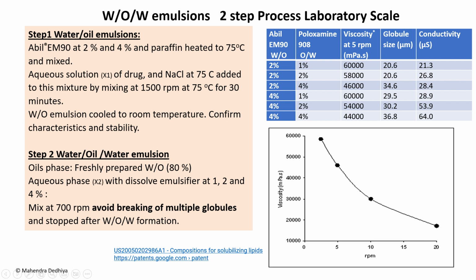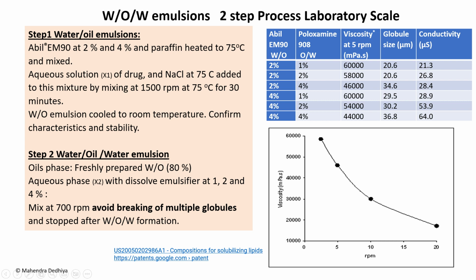The aqueous phase of the inner emulsion is made by mixing water, drug, and sodium chloride at 75 degrees. And this aqueous phase is added into the oil phase to generate a water and oil emulsion. The water and oil emulsion is then cooled to room temperature and its characteristics confirmed, i.e., it is indeed a water and oil emulsion and it's stable.